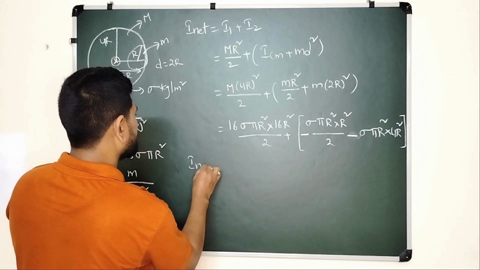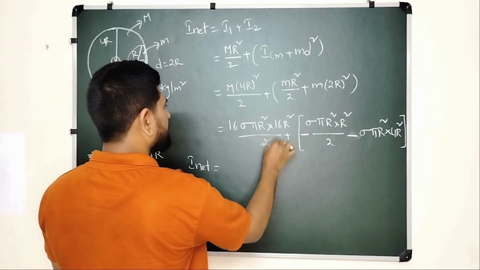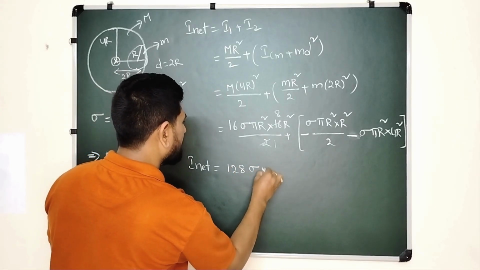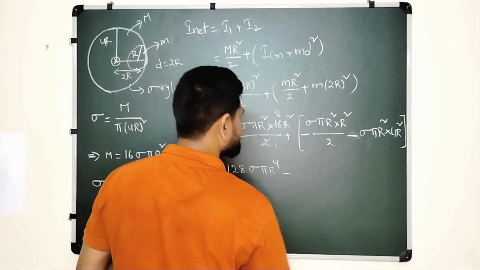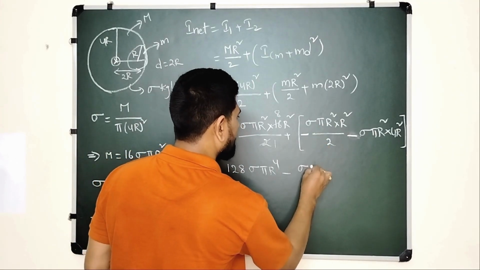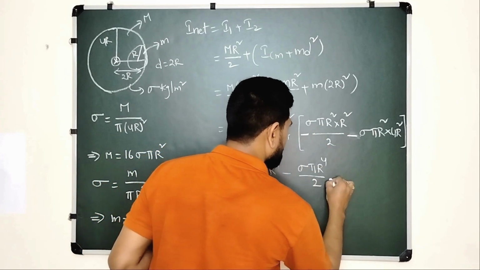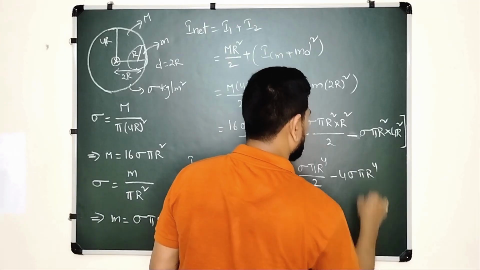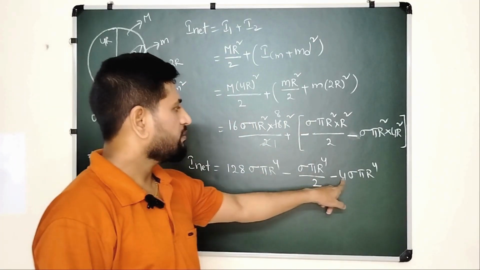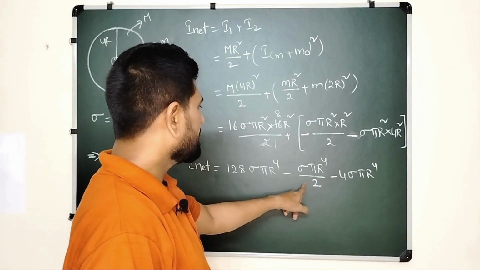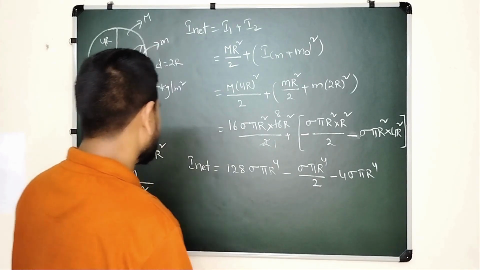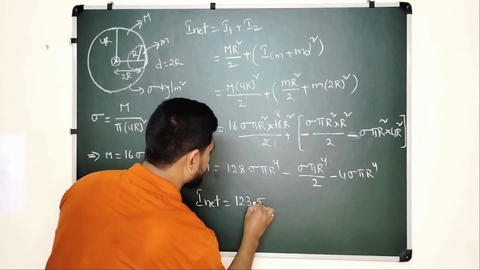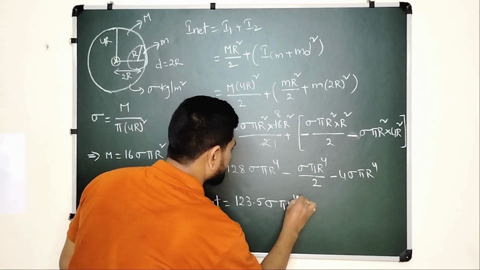I net is equal to, so 16 into 8, 128 sigma pi r power 4, minus sigma pi r power 4 by 2, minus 4 sigma pi r power 4. So 128 minus 4, 124. This value is the 0.5. So how much are you getting? I net is equal to 123.5 sigma pi r power 4.